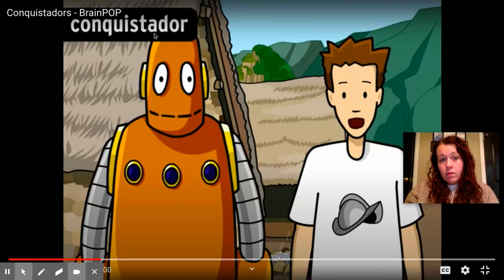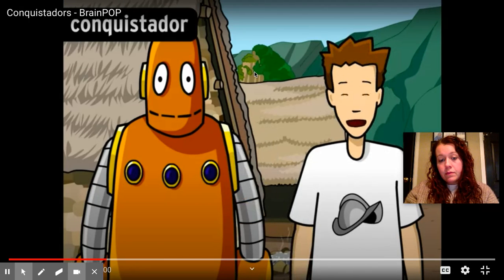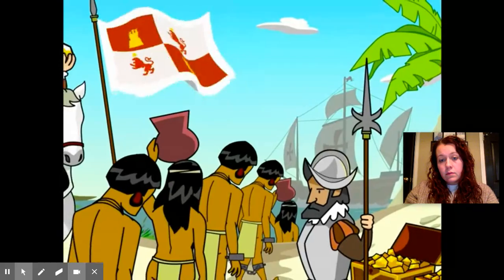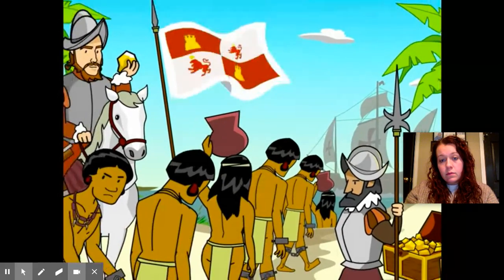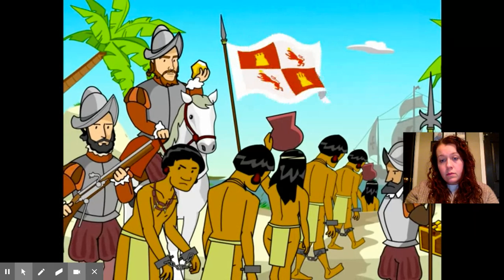That's a Spanish word. There it is again, conquistador. It means conqueror. The conquistadors were Spanish and Portuguese soldiers who traveled to the Americas to colonize it. They were violent and ruthless with the native people they encountered. Thousands were murdered, and thousands more were forced into slavery.